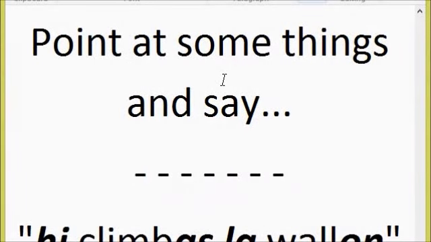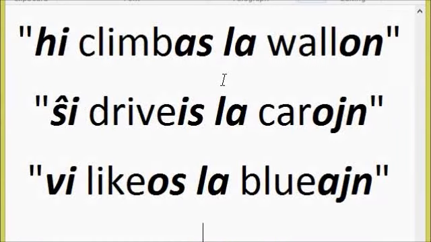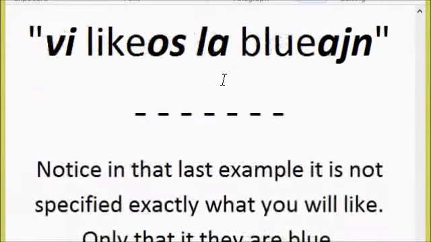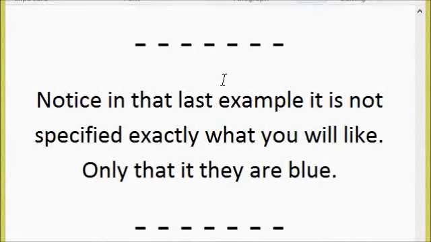Point at some things that you see around town and say to yourself or to someone else, he climbas la wallon. She drivis la caroin. Vi lycos la bluine. Or whatever phrases happen to fit the things you see. Notice, in that last example, it is not specified exactly what you will like, only that they are blue.